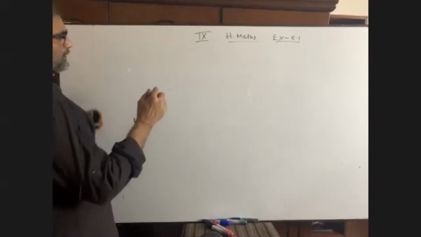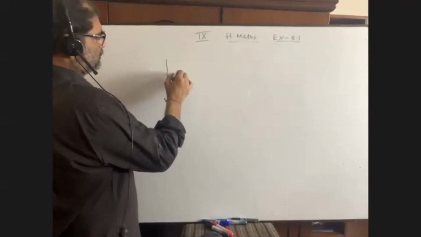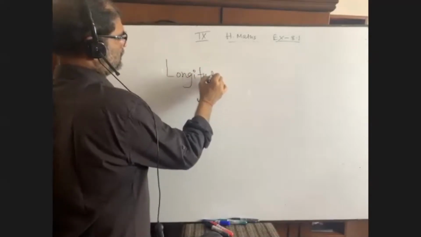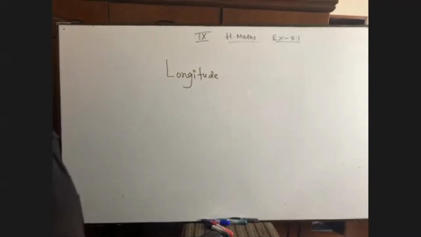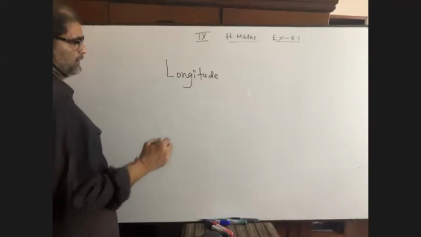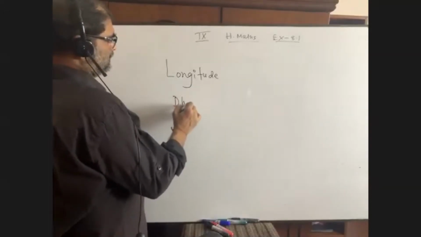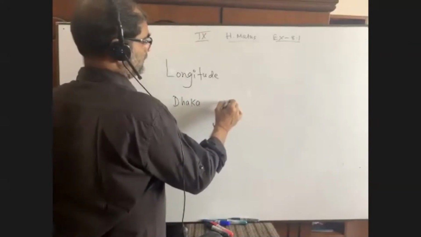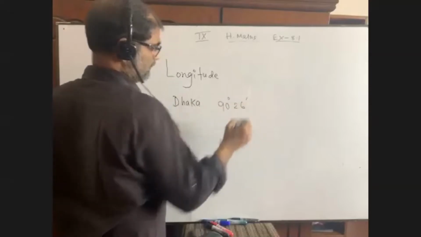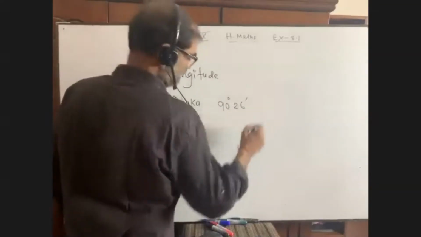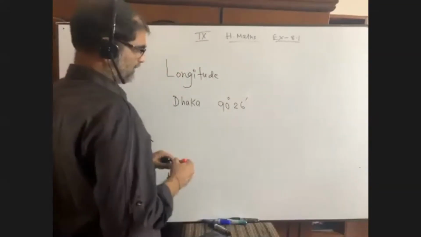Have you ever read about longitude? Yes, sir, in BGS we have studied the word longitude. What is the longitude of Dhaka? 23 point something. No, 90. Dhaka 90 degree 26 minute. Okay? Dhaka 90 degree 26 minute.